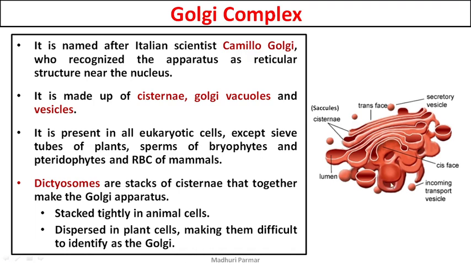If you observe some plant cells, you will not be able to say exactly that these are Golgi complexes, or that these are cisternae of Golgi. The reason being they are dispersed, their dictyosomes are dispersed.